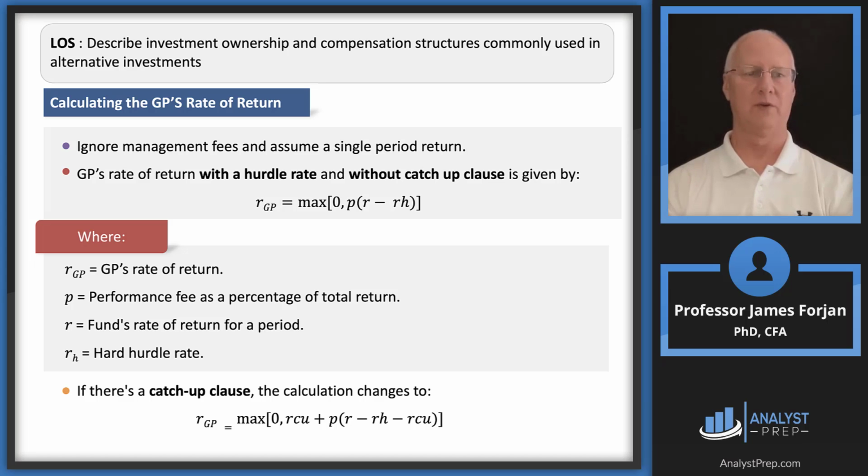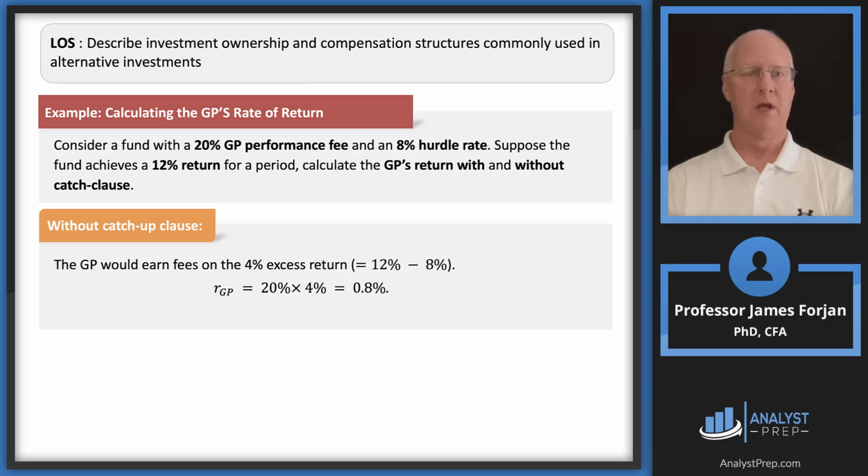Let's do a quick example here. Here are some good equations. There's the return for the GP. It's the max of 0, meaning that I don't get anything, and R minus RH. R is that fund's rate of return for that period, and H stands for the hurdle rate. And then if we have that catch-up provision, we'll subtract out a couple of other things in the denominator.